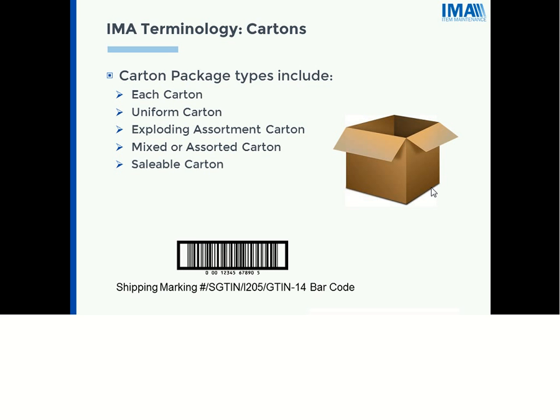So there are several carton types that can be built in IMA. You have each cartons, uniform cartons, and exploding assortment cartons. Those are the 3 most common types of cartons. We also have mixed or sorted cartons, and we have sellable cartons. Now cartons get that shipping marking number, like I mentioned. It's also known as an SG10, I205, or barcode.